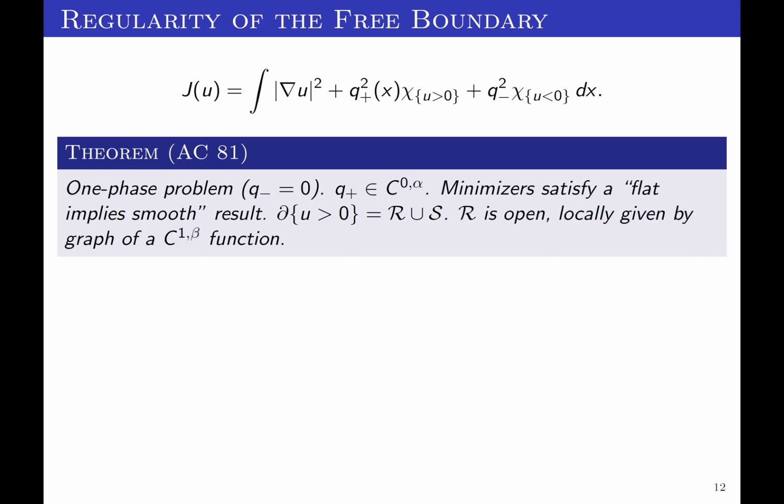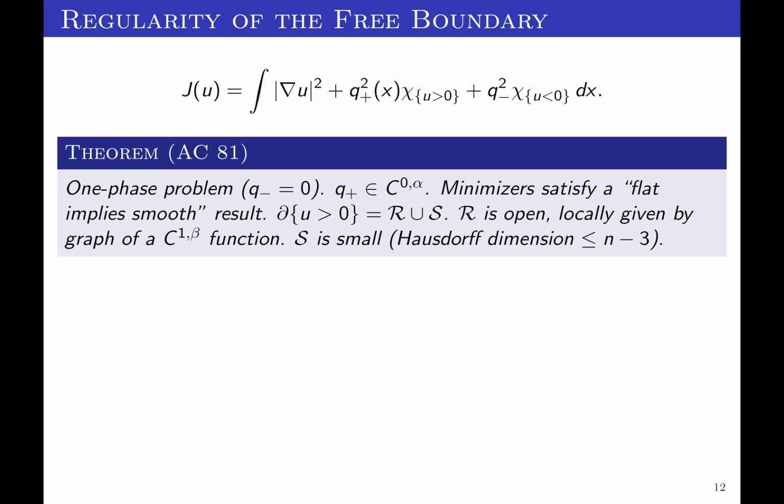The regular part is going to be open, dense, and locally given by the graph of a C^{1,β} function. So it's going to be a smooth graph almost everywhere. The singular set is small. It's going to have Hausdorff dimension less than, say, n minus 3. The precise size of the singular set is actually one of the biggest open problems in this area.